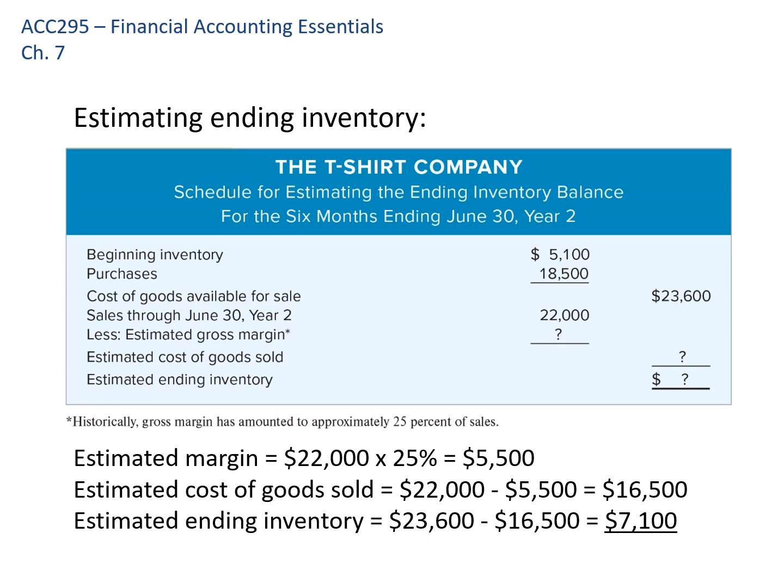I can do that by subtracting the estimated gross margin. In this case, the company's gross margin was 25%. So I could take 22,000 minus 25%, which is 5,500. That would give me cost of goods sold of 16,500. So of that 23,600 that was available to be sold at the date of the fire, 16,500 would have left during the year. So what I should have left is $7,100. That is what I could file my claim for.